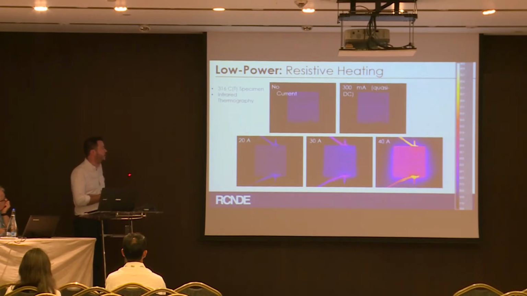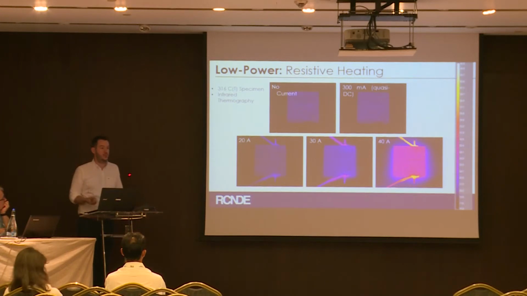This is infrared thermography of a, again, 316 conventional CT specimen as we put through it more and more current, from 0 to 20 to 30 to 40 amps. And you can see that, of course, as you put more and more current through it, it starts to heat up. You turn your experiment effectively into an electrical heater.